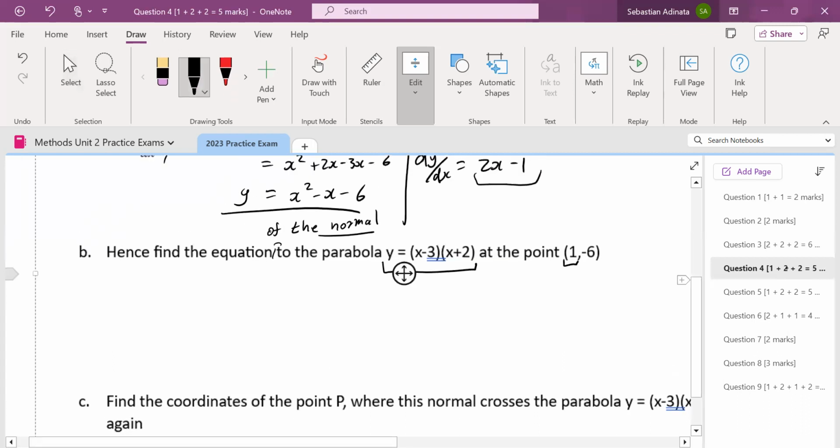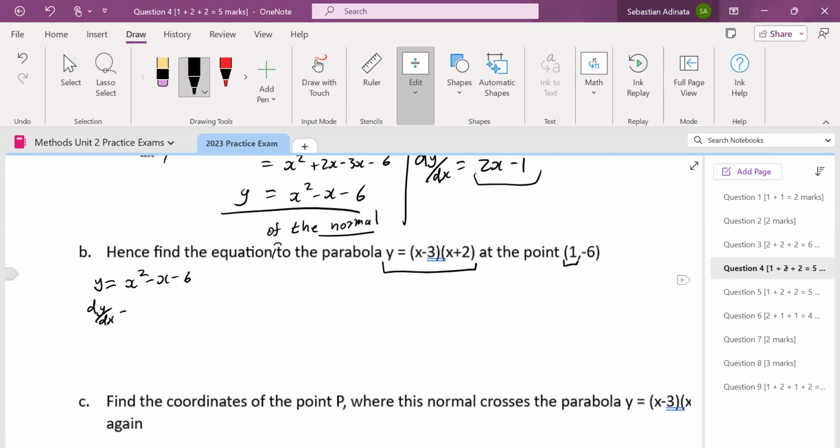We use the derivative. So y is equal to x squared minus x minus 6. dy dx is equal to 2x minus 1. And we found this from the previous question. So at x equals 1, the gradient is 2x minus 1, and let's sub x equals 1. 2 minus 1 equals 1.